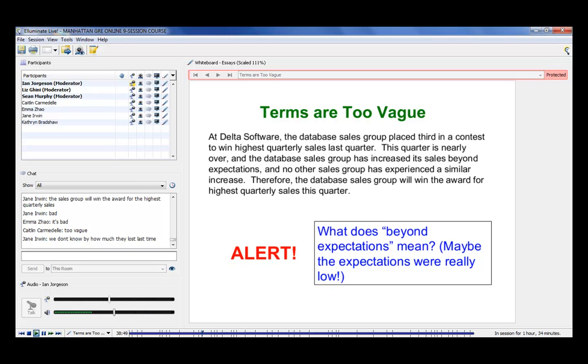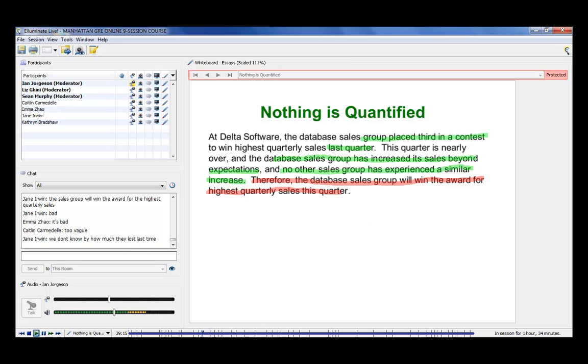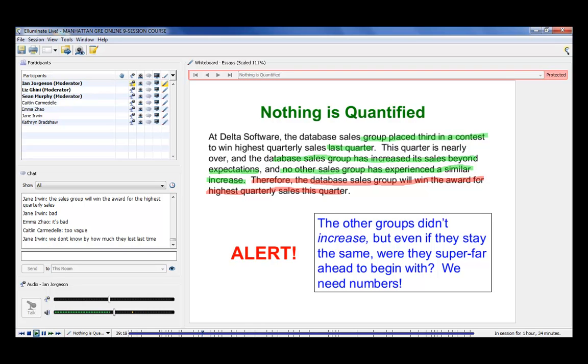Yeah, and so one of the problems here is that we have really vague terms. Beyond expectations. Who knows what that means? Maybe the expectations are really low. We don't know what a similar increase actually means, right? We don't know for sure if it's not a similar increase, but maybe it's close to the same increase. We really don't know. And then we've also got this issue of not quantifying anything, right? We don't know where they started. We need numbers, right? We need to be able to compare them directly. Otherwise, we're just making stuff up.